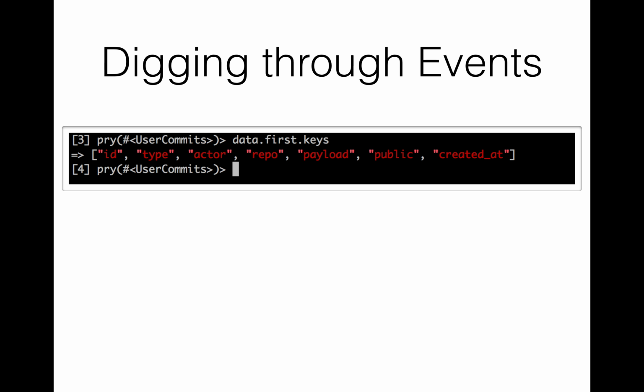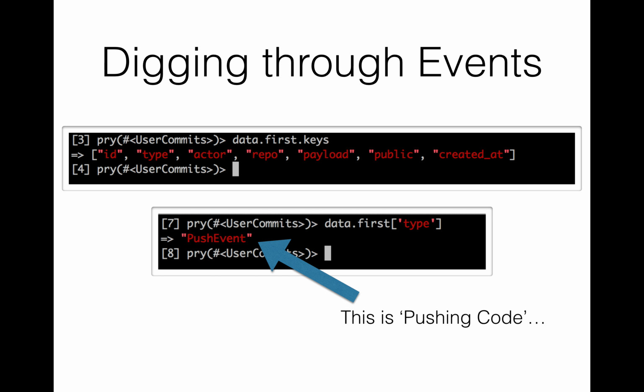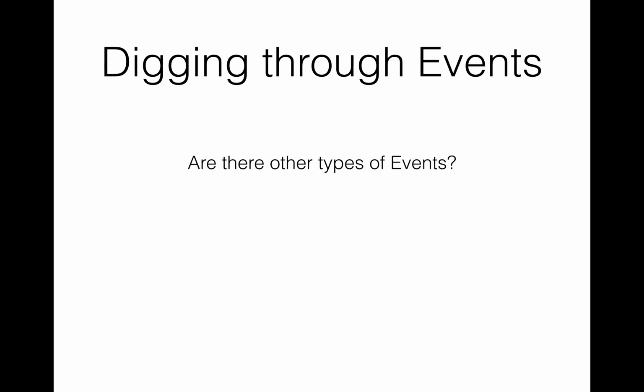So data.first, let's look at the keys in that first thing. ID, type, actor, repo, payload, public, created at. So data.first, and let's put in the key type and see what it is. Like we saw before, it's a push event. Are there any other types of events? We should probably figure that out.